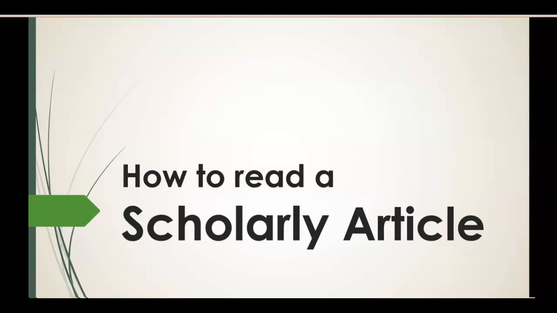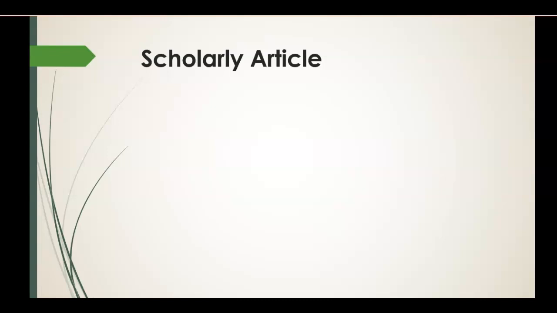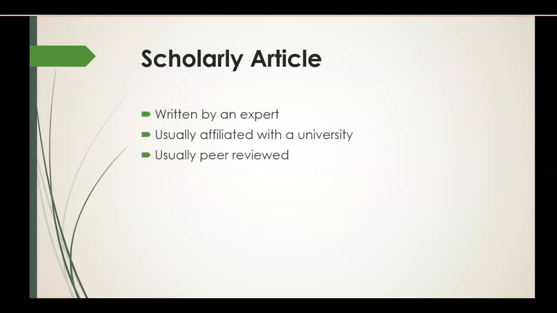This video is about how to read a scholarly article. The ability to read and understand a scholarly article is critical to understanding psychology. A scholarly article, also called an academic article, is one written by a person who is an expert in their field, usually someone who works in a university setting. Scholarly articles are usually peer-reviewed.